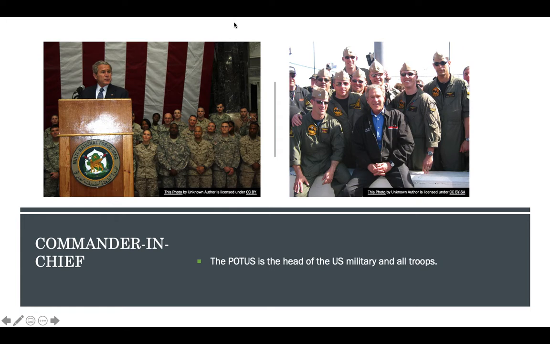The president is also the commander in chief. That means he is the head of the United States military and every troop. Just like in the military, there's a chain of command, and the president of the United States is the very top. It doesn't matter how many stars you have, if you're the highest general in the nation, your boss is the president of the United States. From the highest general to the lowest private, everyone answers to the president.